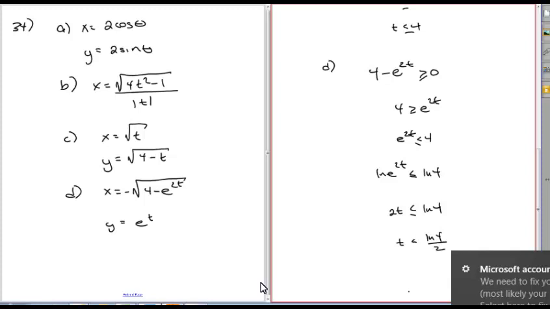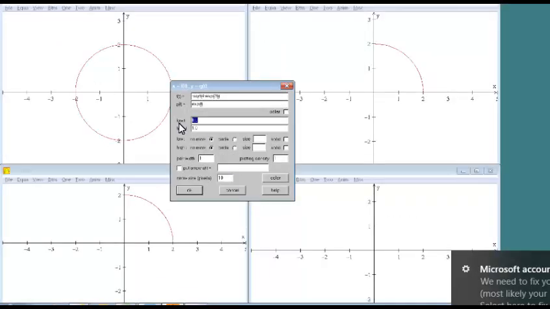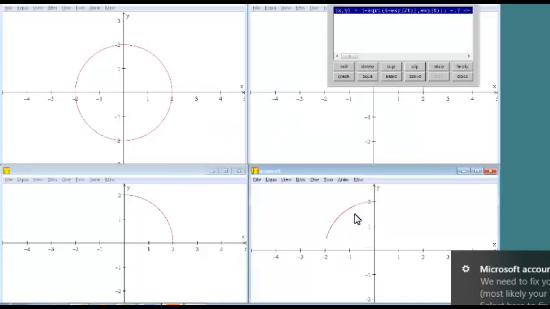Natural log of 4 divided by 2 is 0.693. So let's just go from negative 0.7 to positive 0.7 and graph that. So there you go. It's that second quadrant now instead.